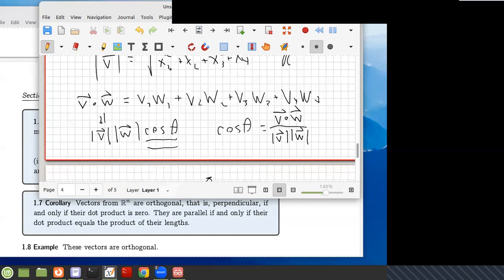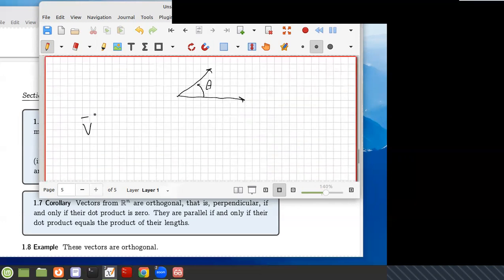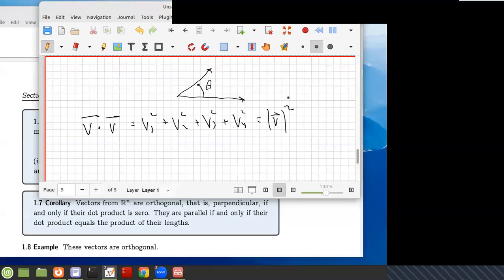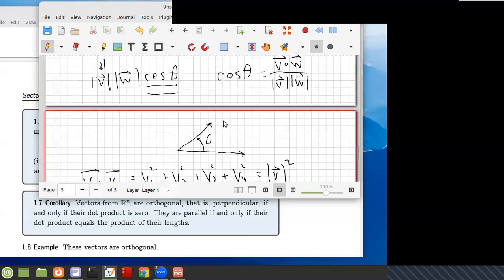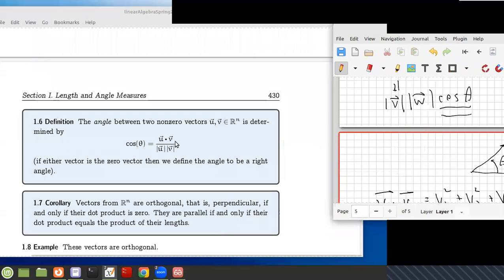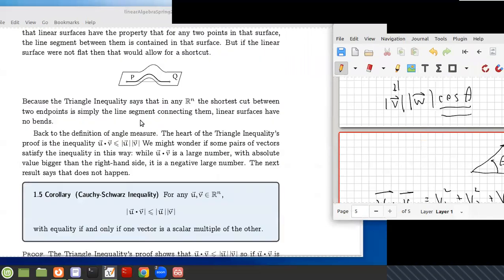Okay? So if I take V dot V, where the angle between the two vectors is the same, then cosine theta would be 1, and you'll end up with V dot V equaling V1 squared plus V2 squared plus V3 squared plus V4 squared, which equals the magnitude of V squared. You might have seen this before if you've taken physics or mechanical engineering, but this is how you can bring in the angle and the length.